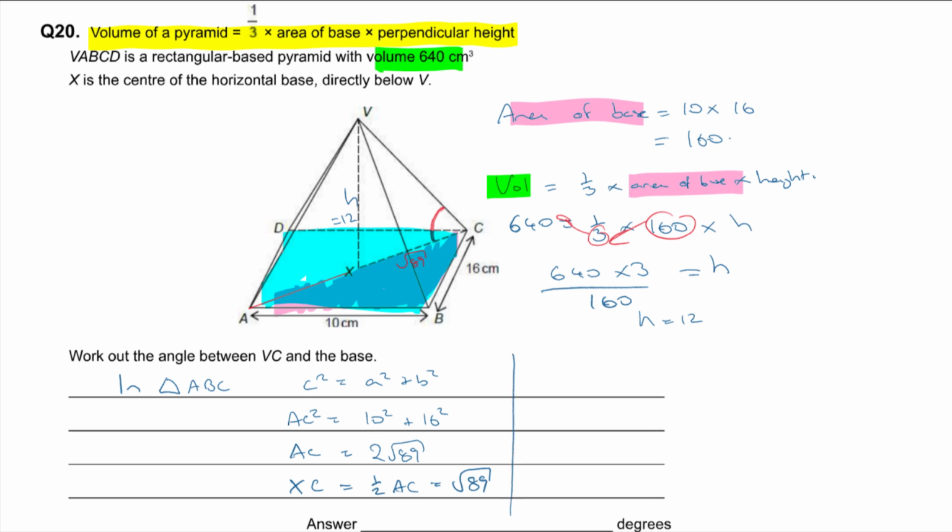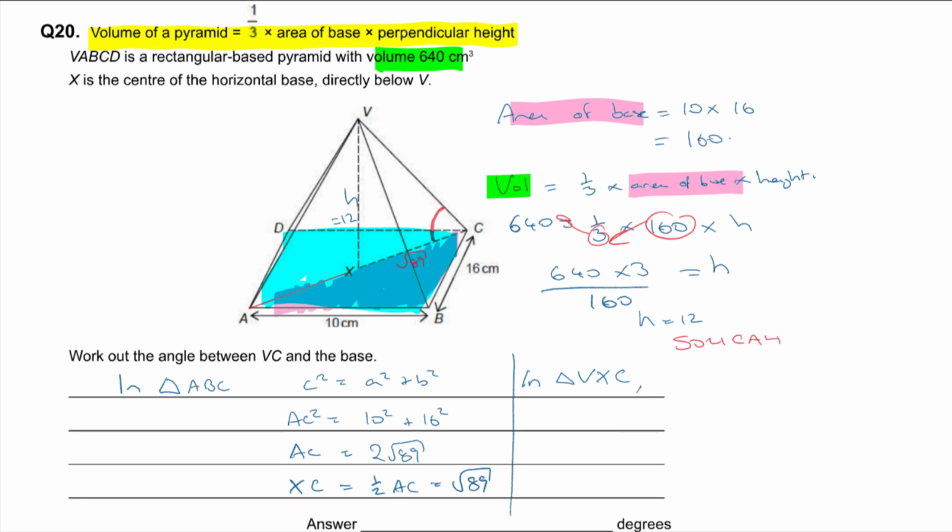So now I can switch to triangle. So in triangle VXC, it's always a good idea just to say what you're doing and where you're doing it in these things. Just make the work easier for the examiner to follow. They want to award you marks, but they need to understand what it is you're doing. So just make it clear to them what it is you're doing. So I'm going to be using SOHCAHTOA again here.